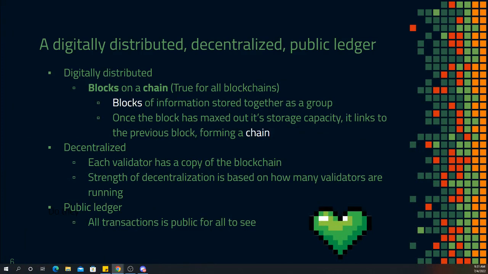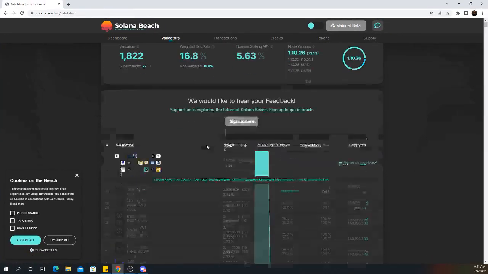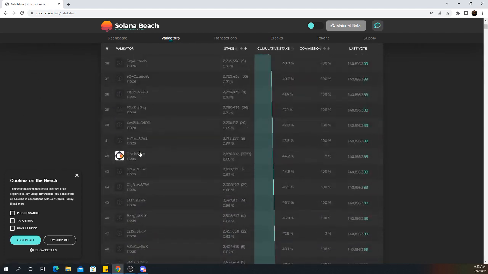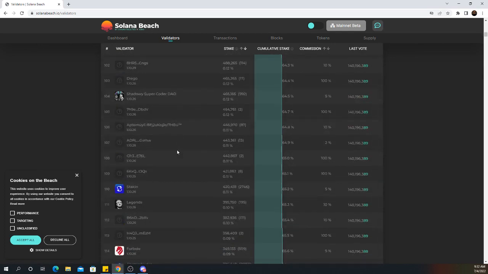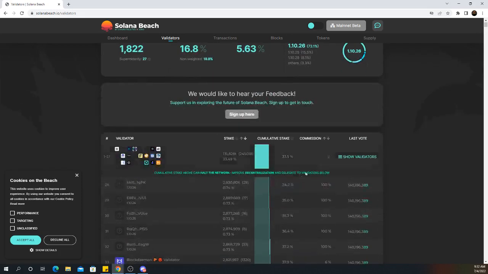It's also decentralized. Each validator has a copy of the blockchain, and we're going to look at the Solana validators real quick. The strength of decentralization is based on how many validators are running. Here's a list of the Solana validators. You'll notice that right now there's this package of 27 validators, and we'll talk about what that is in a second. Essentially there are all these validators, and they vote on what block is legitimate.